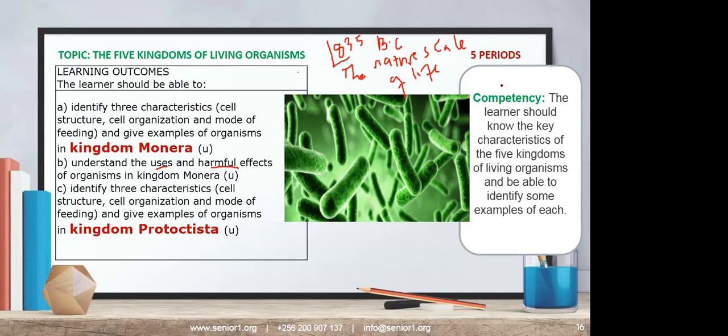So basically, the entire general competency or learning outcome is that you should be able to know the key characteristics. So the learner should be able to know the key characteristics.